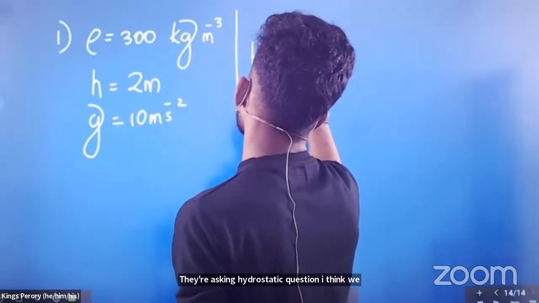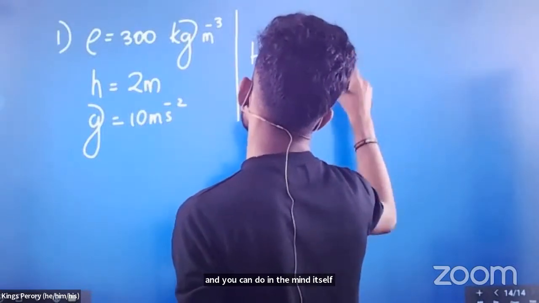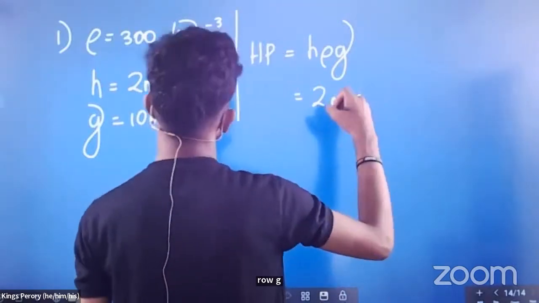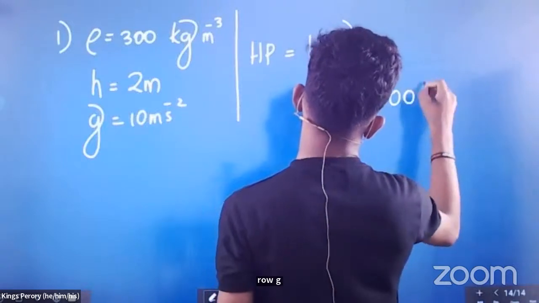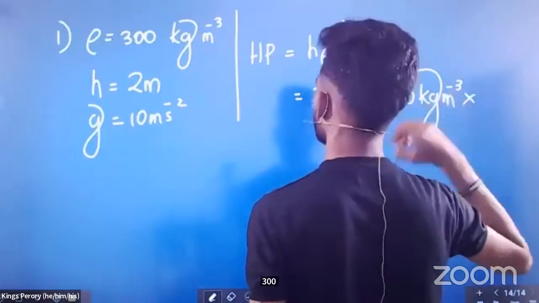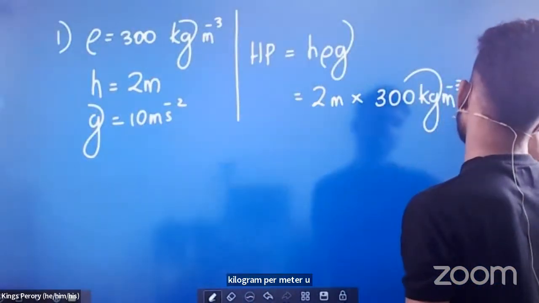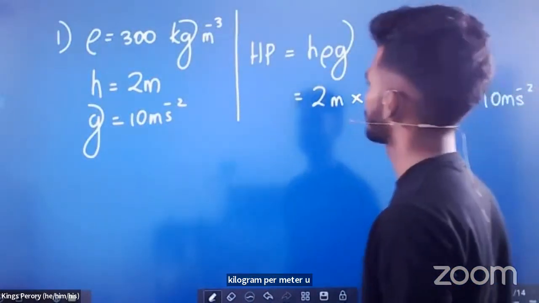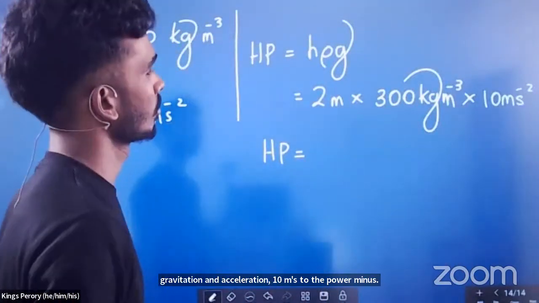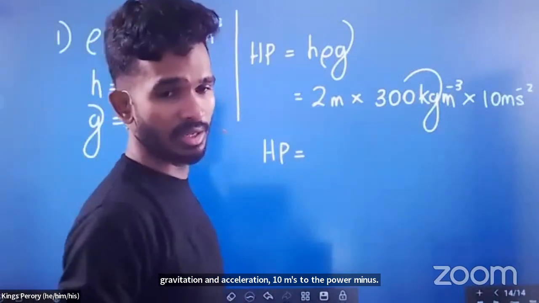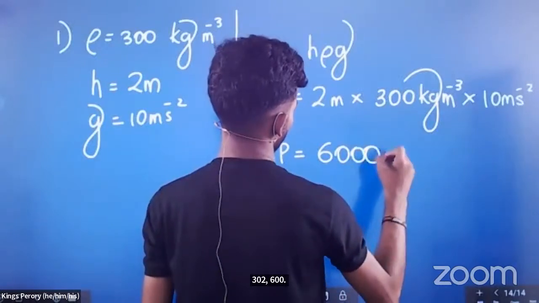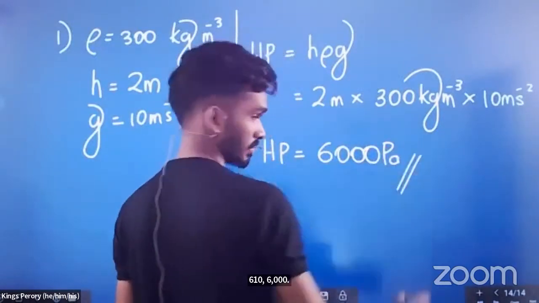Hydrostatic pressure is equal to h rho g. h is 2 meter, density is 300 kilogram per meter cube, gravitational acceleration 10 m s to the power minus 2. From there, the hydrostatic pressure is 300 into 2 is 600, 600 into 10, 6,000. Directly you can give the answer.